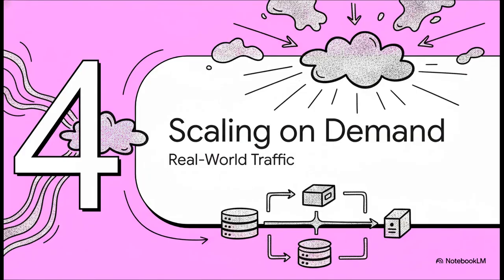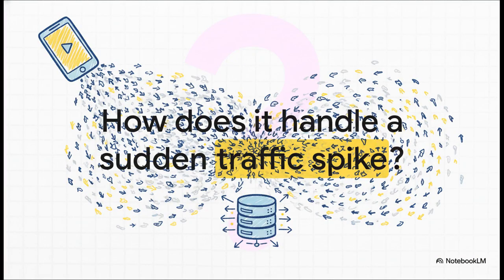All right, so the architecture is really clever. We get it. But how does it actually handle the pure chaos of real-world traffic? This is where the rubber really meets the road. So let's imagine your app just goes viral. I mean, boom, 1 million new users show up in an hour. What is actually happening inside the database at that moment?